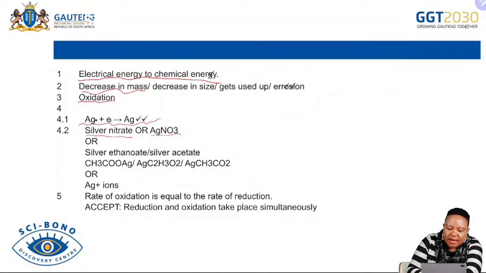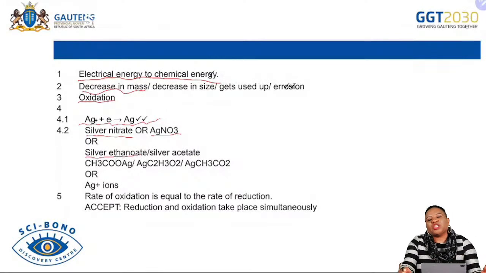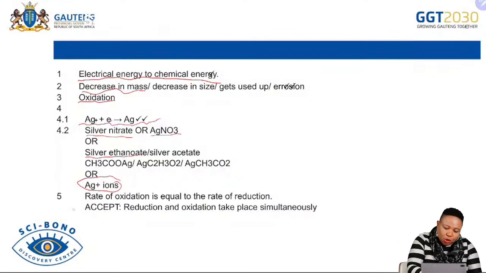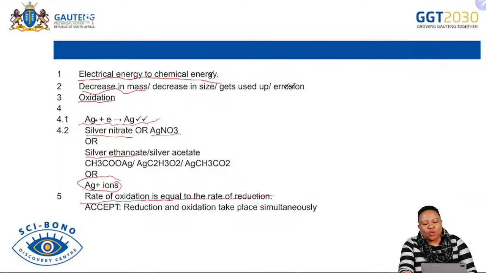And this is our electrolyte. We can use silver nitrate, we can use silver ethanoate. The examiner was expecting us to write the name or formula. So both name or formula of this electrolyte are acceptable. Or you can just indicate that you must have silver ions, because they're the ones that are very important in our electrolyte, because they're the ones that are going to gain electrons and form silver. And the reason why the electrolyte remains constant is because the rate of oxidation is equal to the rate of reduction, or reduction and oxidation take place simultaneously.